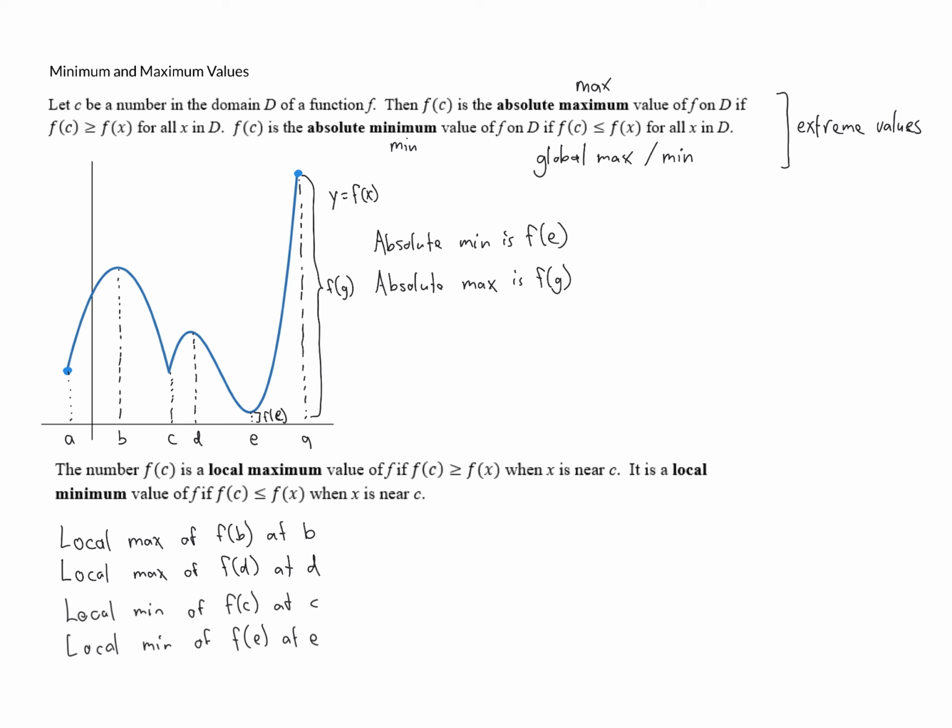One question you might have, what about the endpoints? If we look at a, is that considered a local minimum? It is, the function value is smaller than any of the other function values nearby, but it's not defined on one side. So the question is, do we count that or not? And the answer is actually ambiguous. Some textbooks include endpoints as local maximum and minimum values. Some of them don't include endpoints.